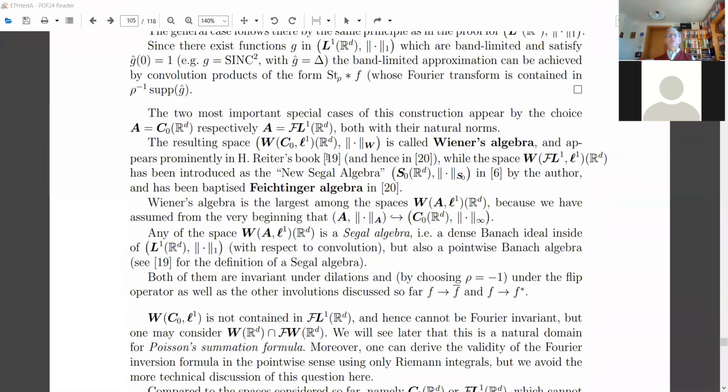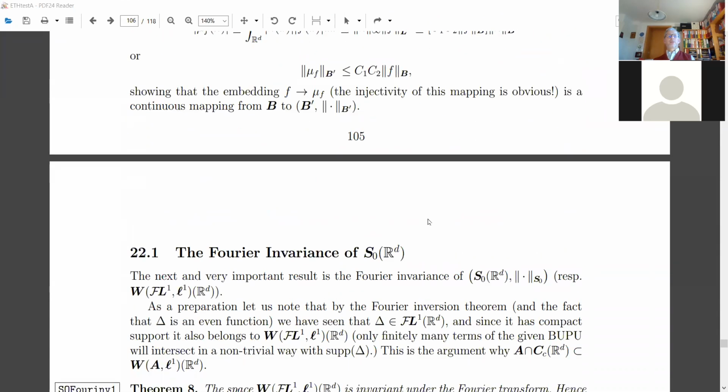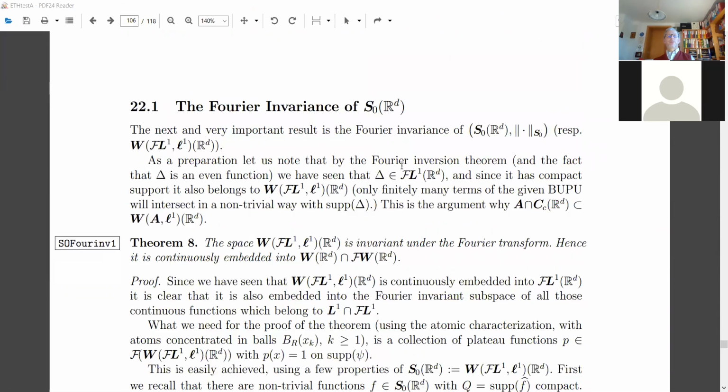I already mentioned that we have this algebra C0L1, which is good for pointwise multiplication even and for convolution, and we will have S0 as another name. It's a Segal algebra, this space FL1, and maybe I'm also already stopping at the same place here.